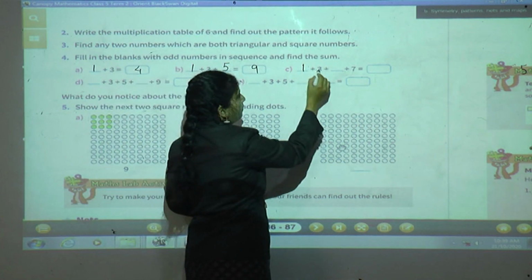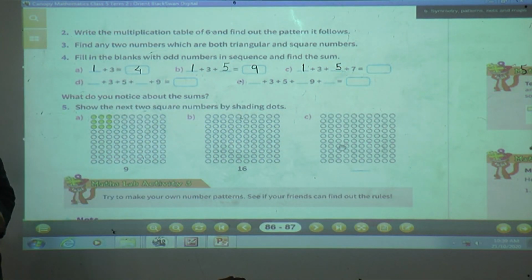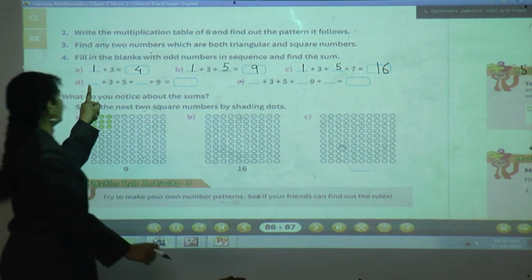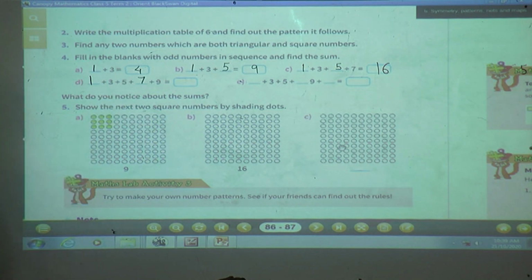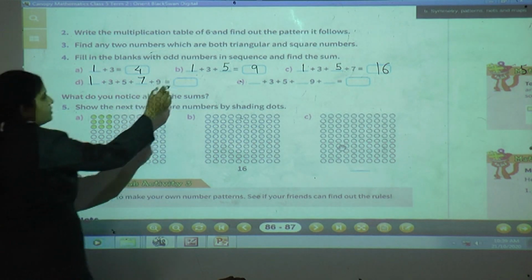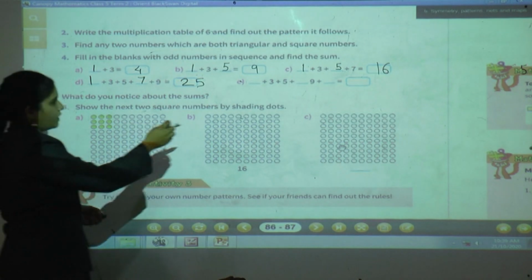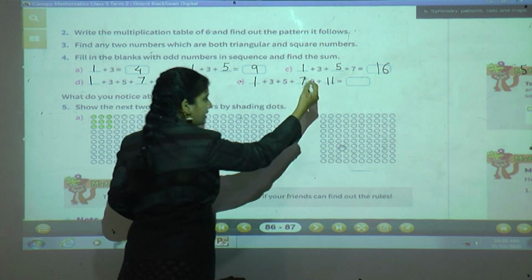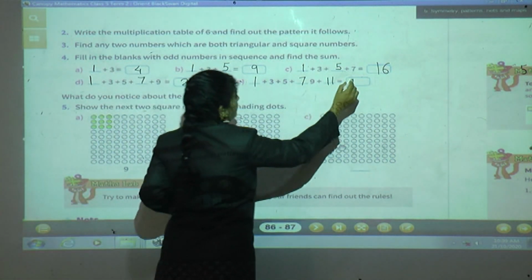Again here 1 plus 3 plus 5 plus 7. What will come to us? 16. Very good. Again here 1 plus 3 plus 5 plus 7 plus 9. Do the addition students. Yes, 25. Here again 1 plus 3 plus 5 plus 7 plus 9 plus 11. Very good. And the answer will be 36.